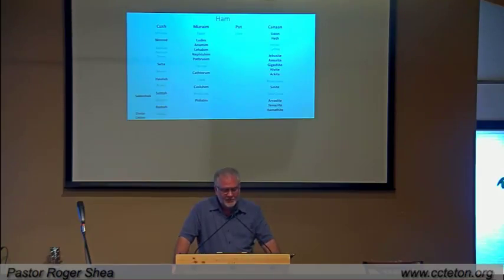Let's look at Ham. Verse 6. The sons of Ham were Cush, Mizraim, Put, and Canaan. The sons of Cush were Seba, Havilah, Sabata, Ramah, and Sabtecha. And the sons of Ramah were Sheba and Dedan.